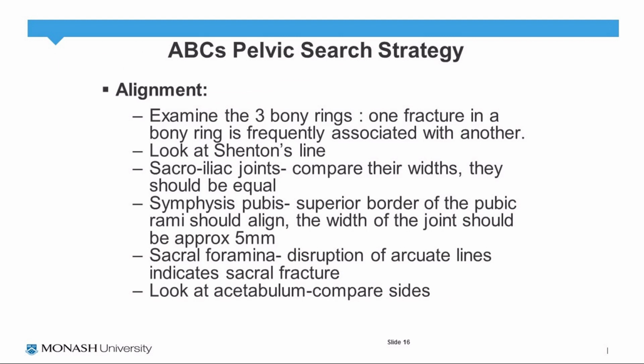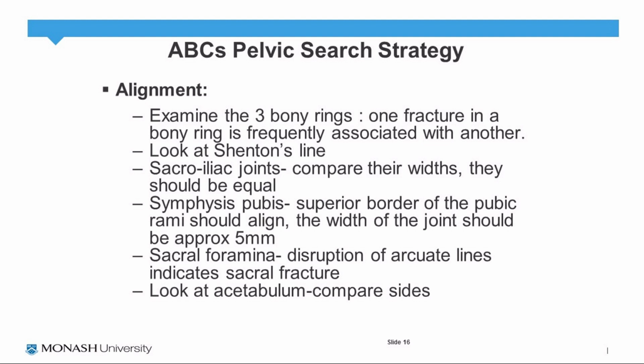Now moving on to the ABC search strategy, there are a number of areas that need to be checked for alignment. Within the pelvis you have 3 bony rings, and if you have a ring-like structure, if there's one fracture in the ring, then frequently it's associated with either another fracture or a dislocation. Secondly, look at Shenton's line so that you can determine whether there is any dislocation or subluxation of the hip joint. It's important to also compare the SI joints. They should be equal in width.